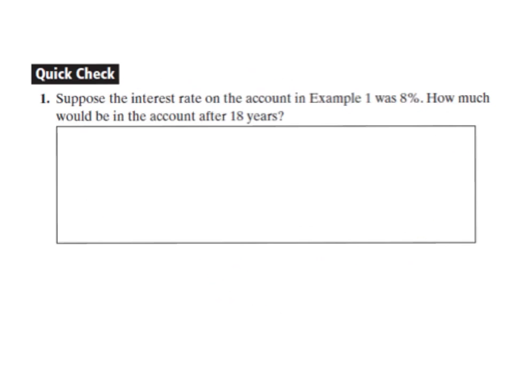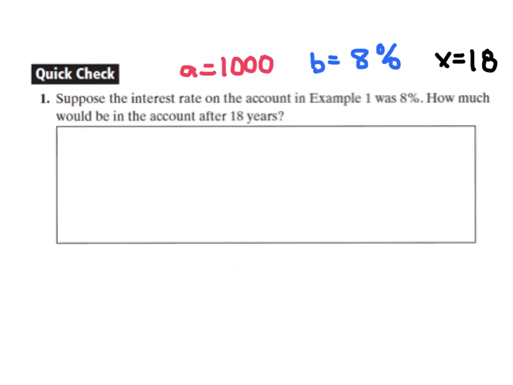So let's try another one. Suppose the interest rate on the account in example 1 was actually 8%. How much would be in the account after 18 years? Notice we're keeping the same A value, but we are changing our B value to 8%, which first we need to change into a decimal, and that'd be 0.08. And we're changing our X to 18 years instead.